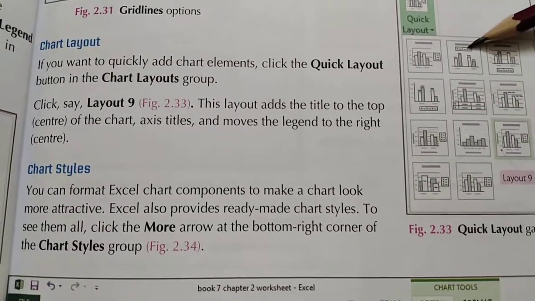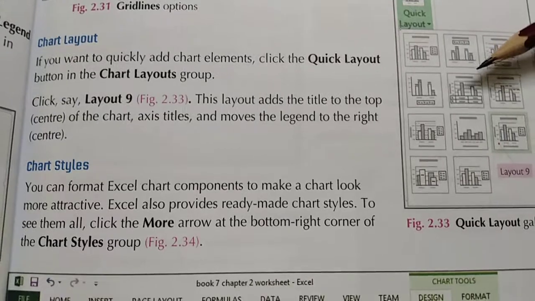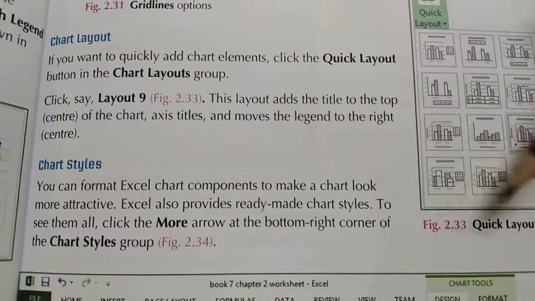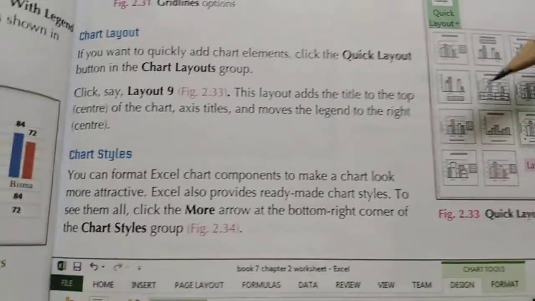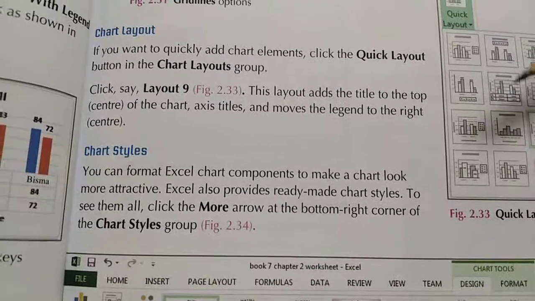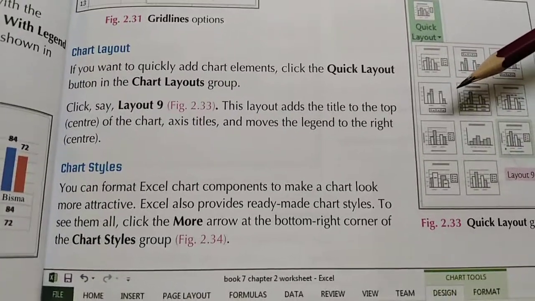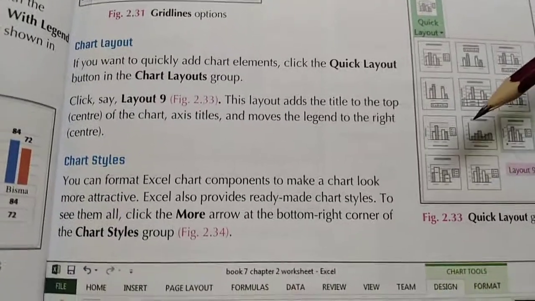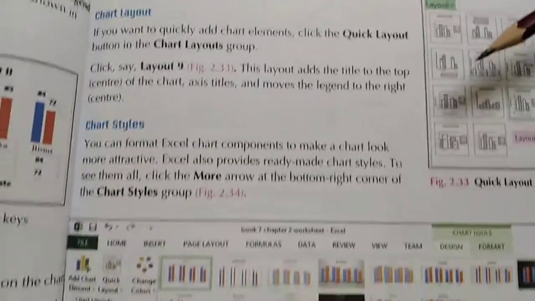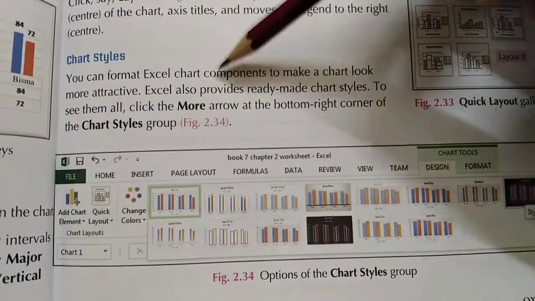For example, if you want a title here you can choose this one. If you want all of the things you can choose several of these. There are different options present there, and you don't have to choose each formatting one by one, so you can choose it from here. Then there are the chart styles.